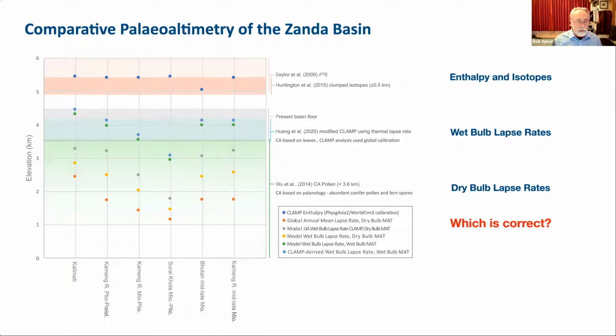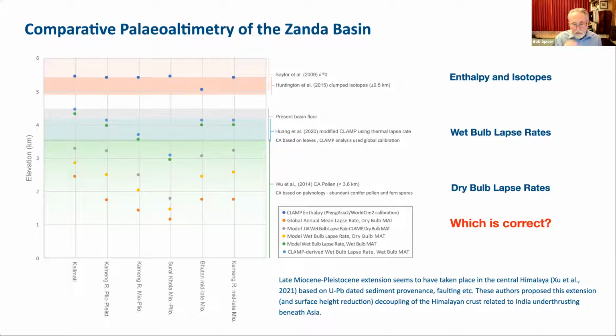What we can also do is use a model wet bulb lapse rate, but a dry bulb MAT recovered from our assemblage, and again we get low elevations. When we use wet bulb mean annual temperatures and wet bulb lapse rates derived from climate modeling, we actually get very similar results to Huang et al. So the question is, which of these is correct?